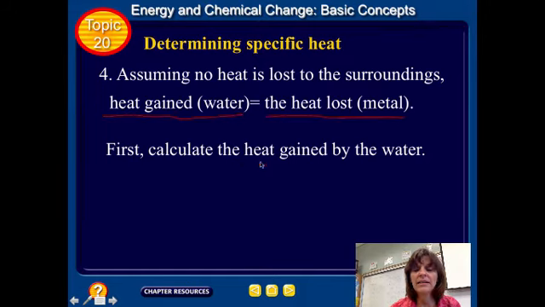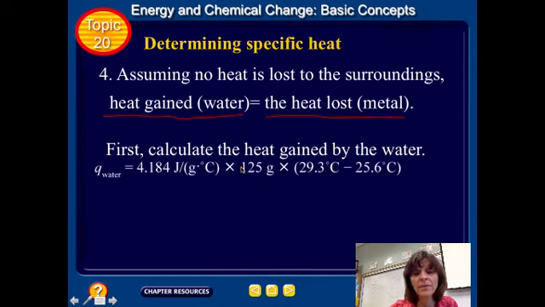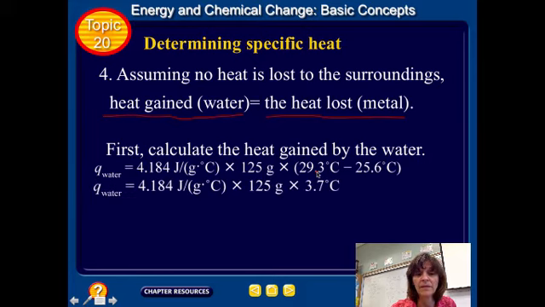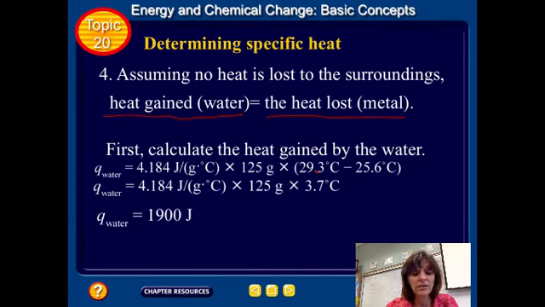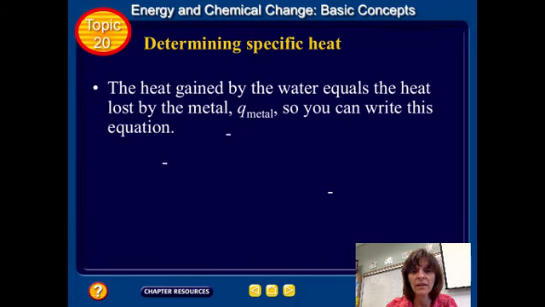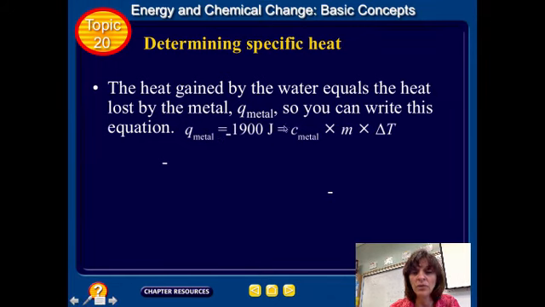Let's calculate the heat gained by the water first. So we know its heat capacity, 4.184. It's a mass of 125 and temperature change of about 4.3 degrees. Oops, 3.7. You get 1900 joules gained by the water. So that must equal the heat lost by the metal. So the Q of the metal is equal to negative 1900 joules, which is the same equation, different numbers.